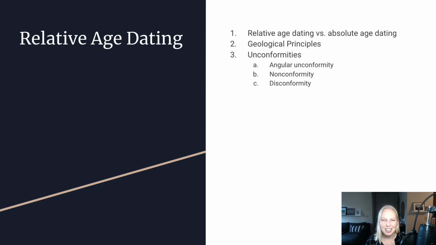Okay, so I hope that this lesson really helped highlight the difference between relative age dating and absolute age dating. And again, we'll get into absolute age dating in more detail in a later lesson. And I also went into detail with the geological principles and how we can determine older versus younger rocks and understand the relationship between different rock units. I also talked about different unconformities, which are interruptions in the process of deposition. And we talked about angular unconformities, nonconformities, and disconformities and the differences between those 3. So hopefully you'll be able to identify all of those in the future.